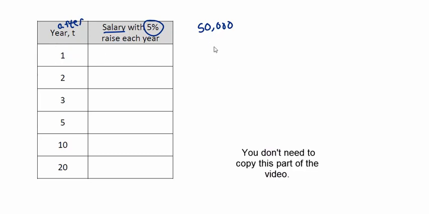So we need to raise his salary one time by 5%. So one way to find his salary after 1 year is to take his starting salary, and we need to add the 5% raise. So we need to figure out what 5% of his starting salary would be. So we would add 0.05, that's 5% as a decimal, multiplied by his starting salary of $50,000.